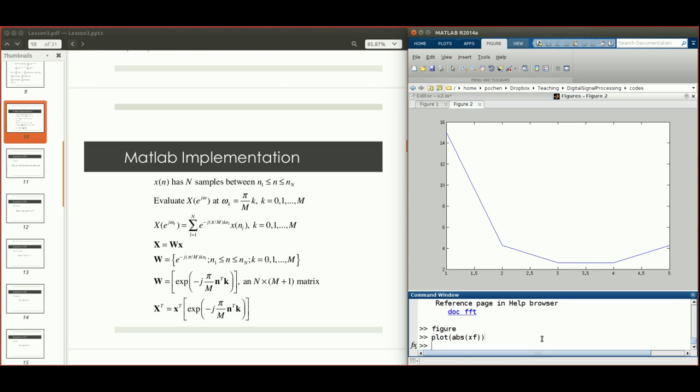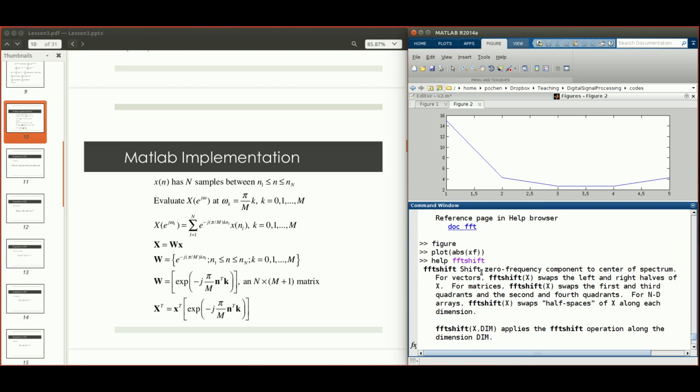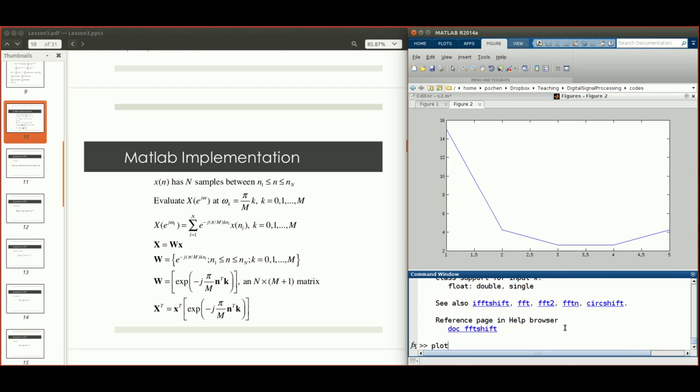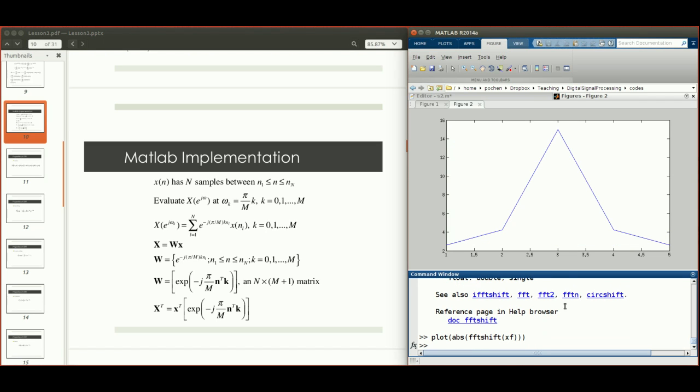And if you use the Fft shift function, it allows you to shift the 0 frequency component to the center of the spectrum. So instead of plotting just the ABS XF, if I plot the absolute value, or amplitude, of the Fft shifted Fourier transform, then you'll see that it's symmetric. But the horizontal axis is no longer 0 to pi. It's from minus pi to positive pi.